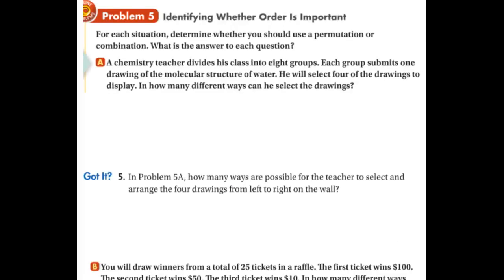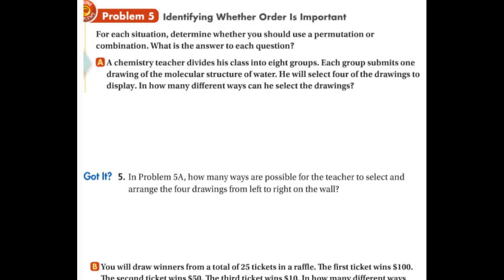All right, the last little piece we're going to look at is distinguishing between, is it a combination or a permutation? Which one does order matter in? Permutations, good. All right, so the first one says a chemistry teacher divides his class into 8 groups. Each group submits 1 drawing for the molecular structure of water, and he's going to choose 4 of them to put in a display. In how many different ways can he select the drawings?